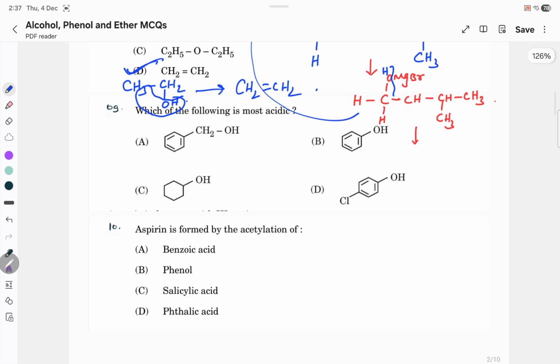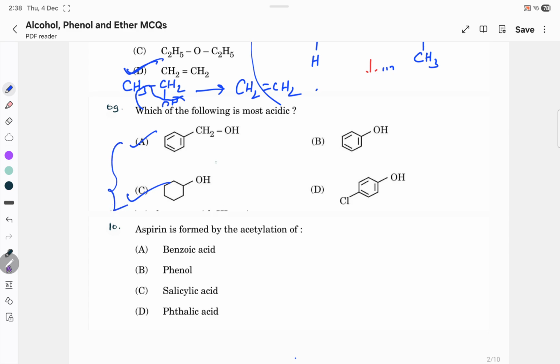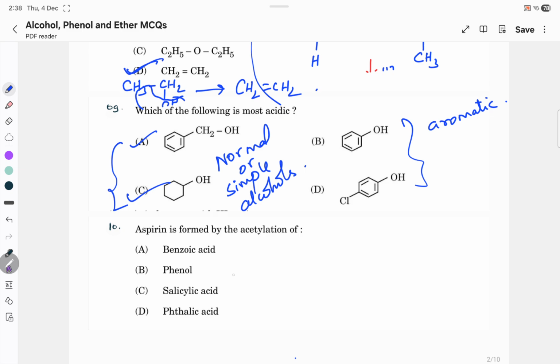Next, which of the following is most acidic? The acidic character entirely depends on the stability of the conjugate base it forms. So if you take option A and option C, they are normal or simple alcohols, but the others are aromatic. This is the first clue. So it can be either option B or D.